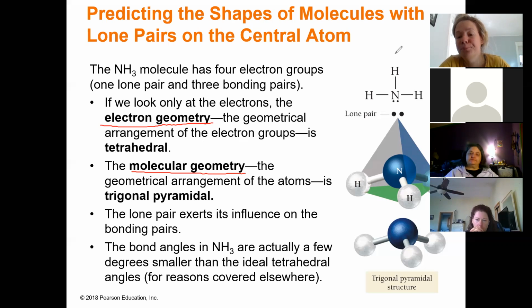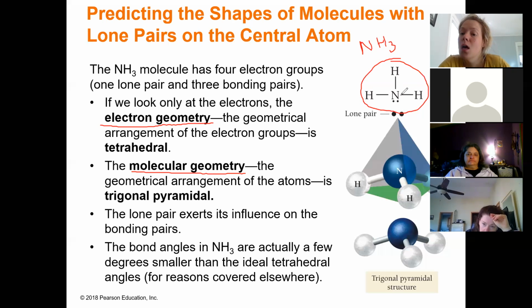This is ammonia, NH3, eight electrons. So this is the structure. This is what it would look like. Three of the electron groups are bonded to atoms. One of the electron groups is lone. It's a lone pair.